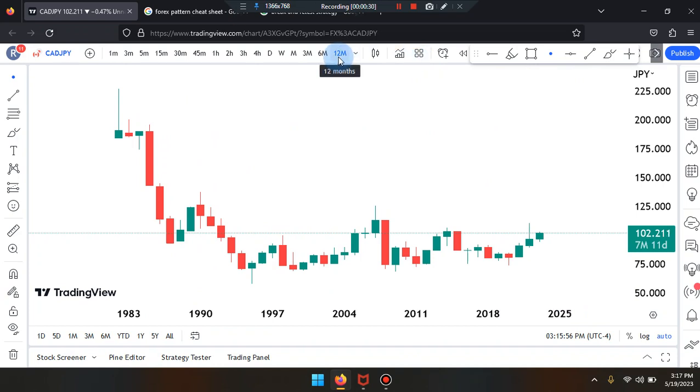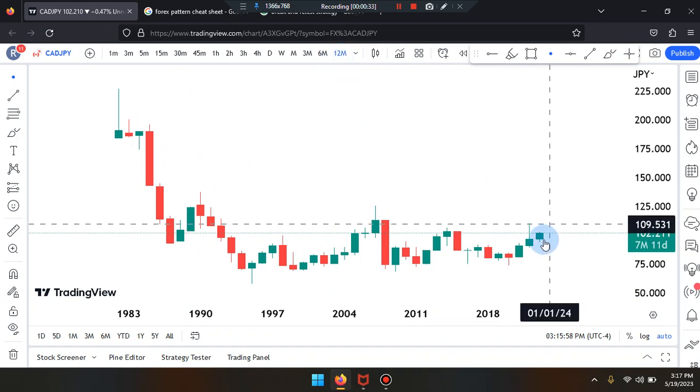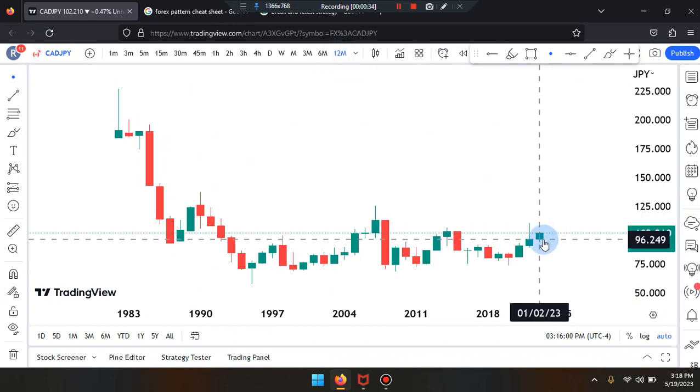We are on the 12-month time frame. Price action, last candle to the right-hand side, is a bullish green candle. Current price is sitting at 102.210.